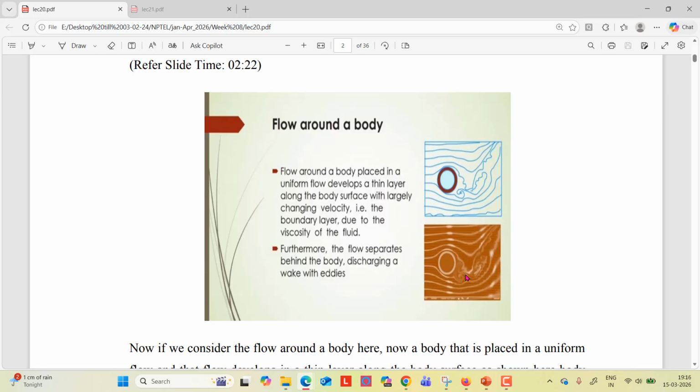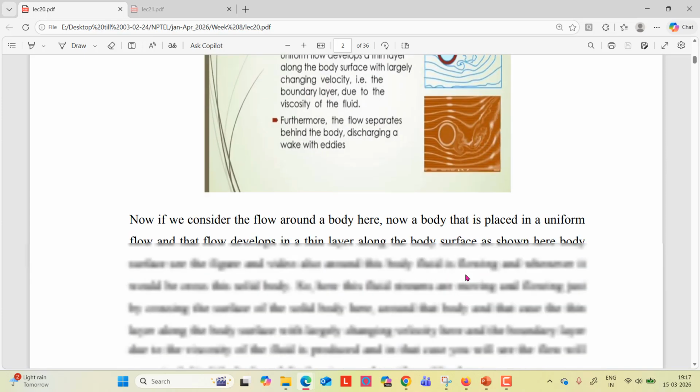In real life, imagine a river flowing, and in the middle of the river there is a big stone. You have seen by yourself how the flow pattern changes around the stone or downstream of the stone, especially in hilly area rivers. You can see how the water creates a turbulent or chaotic motion around that particle in the downstream direction, not in the upstream direction. So this is all about flow around the body.